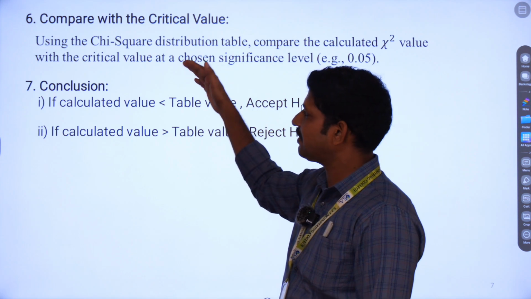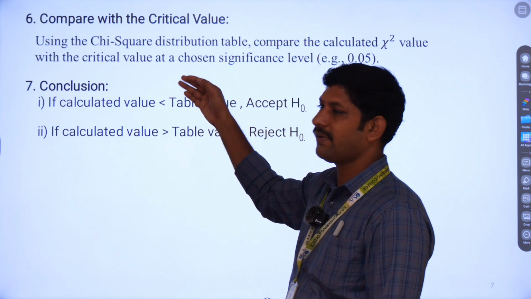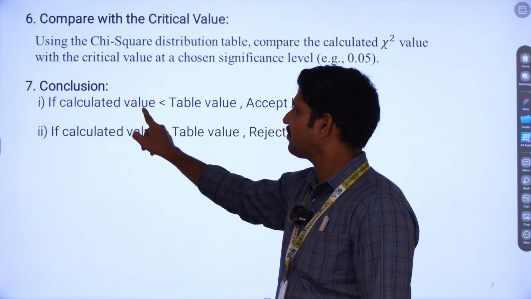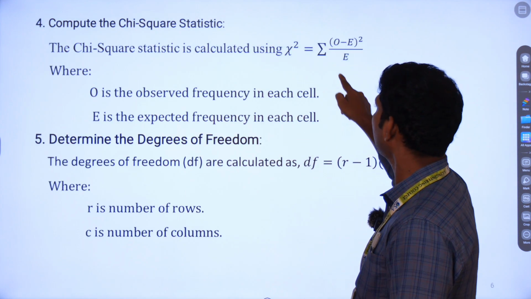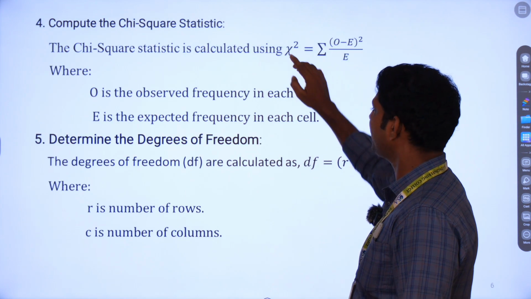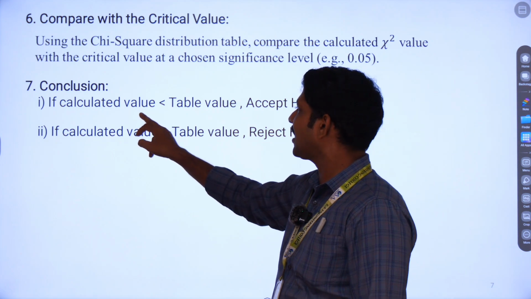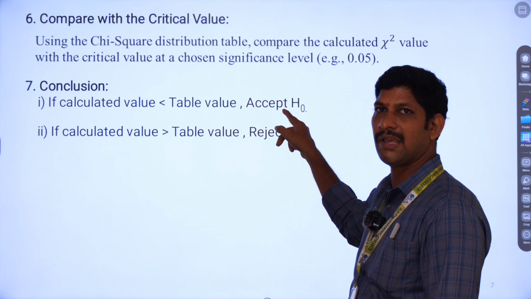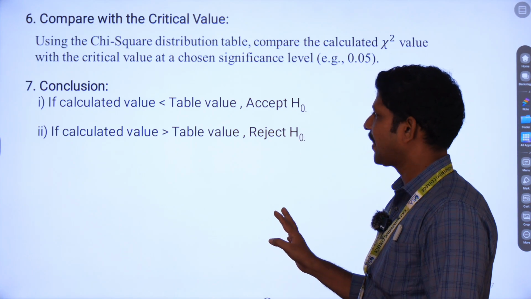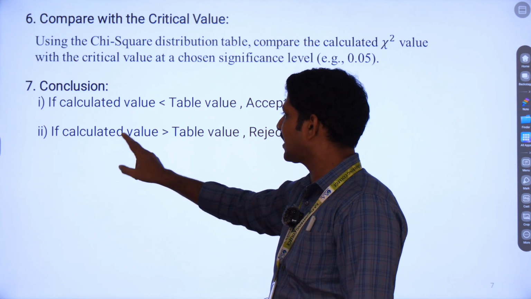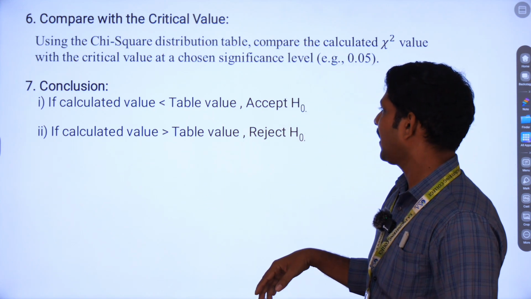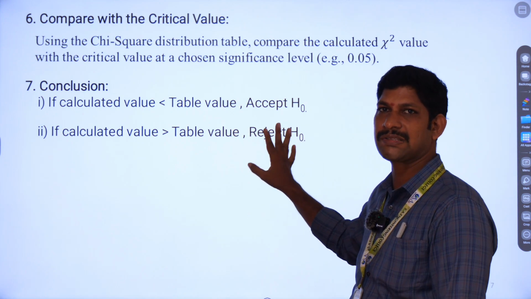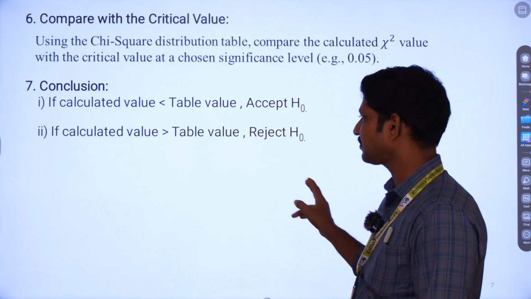Now next, we can get the conclusion based on our calculated value as well as the table value. If the calculated chi-square value is lesser than the table value, then the initial assumption, the null hypothesis H0, will be accepted. Suppose the calculated value is greater than the table value, then H0 will be rejected, or H1 is accepted. That is how we get the conclusion.